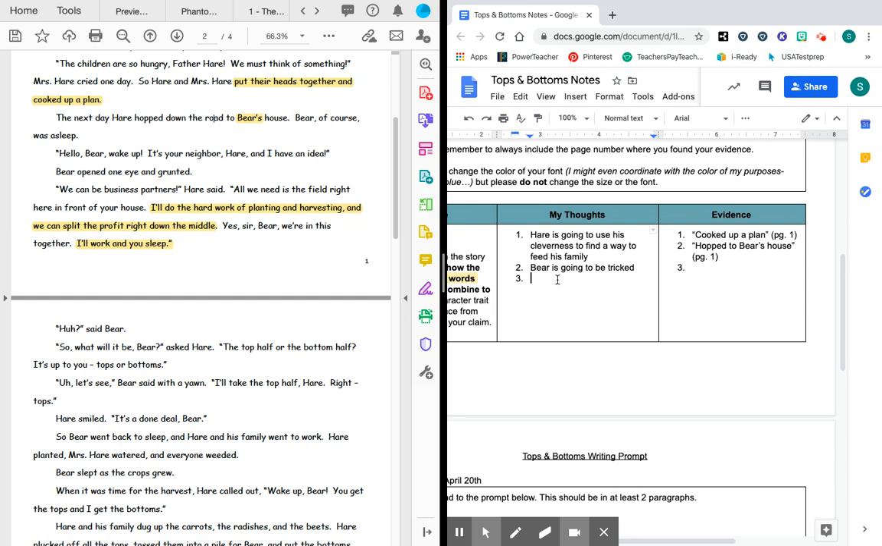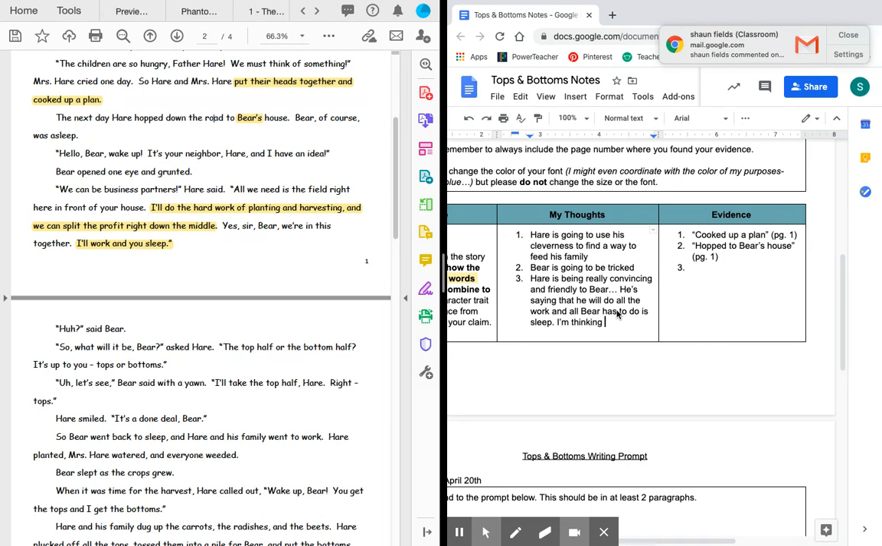So I have to think here that Hare is being really convincing and really friendly. Right? He's saying, hey, I'm going to do everything. I'll do everything. You just have to hang tight and then we'll split the profits. But I'm thinking it's a trick. Because nobody would do this. Nobody would do all the work and give up half of the profits.